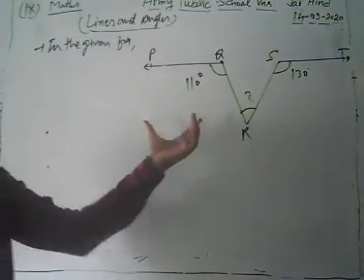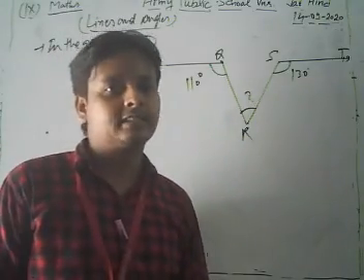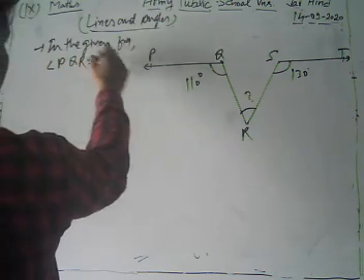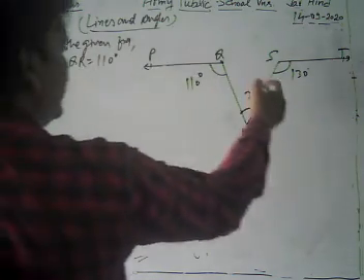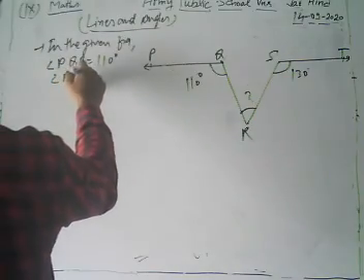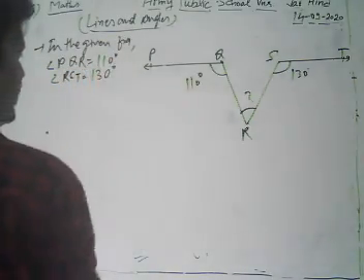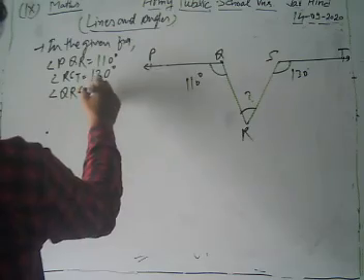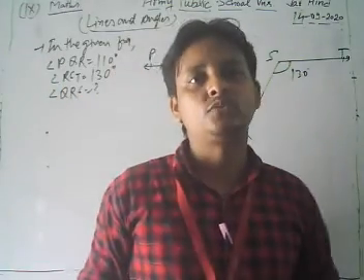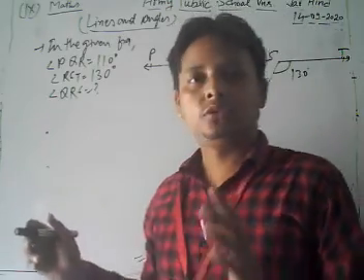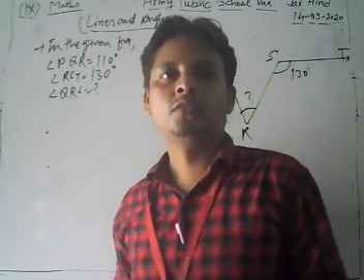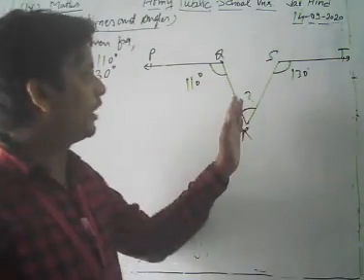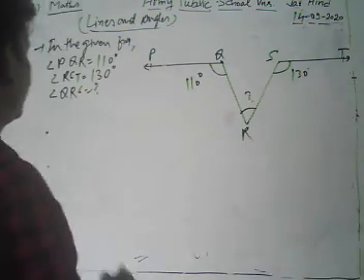Dear student, this is one of the most important questions of your NCERT exercise. Here in the given figure, it is given that angle PQR is equal to 110 and angle RST is equal to 130, and we have to find the angle QRS. This is one of the most important questions of your syllabus, so please concentrate on it. Let's see its solution.